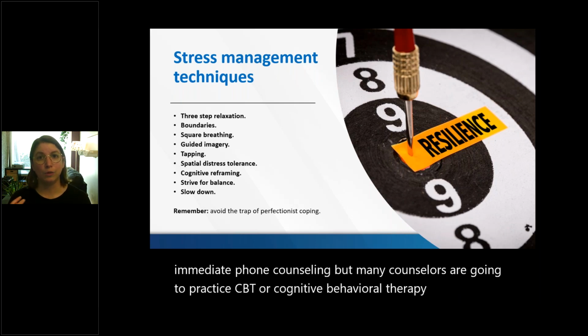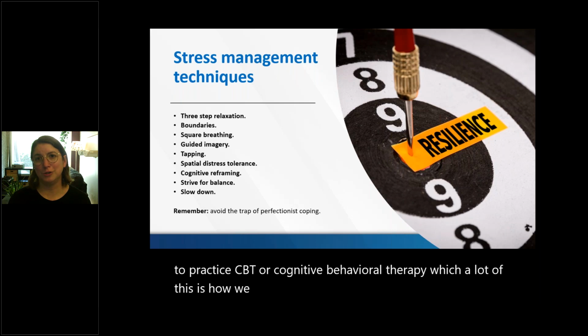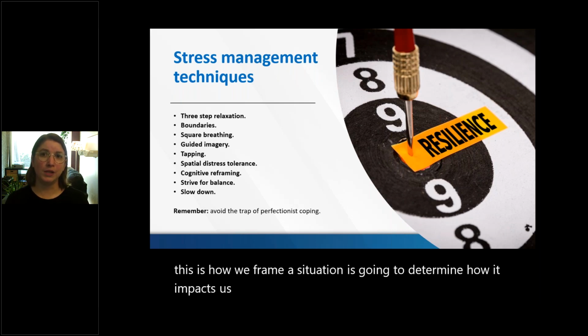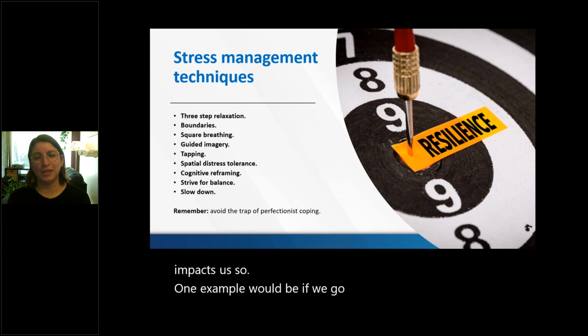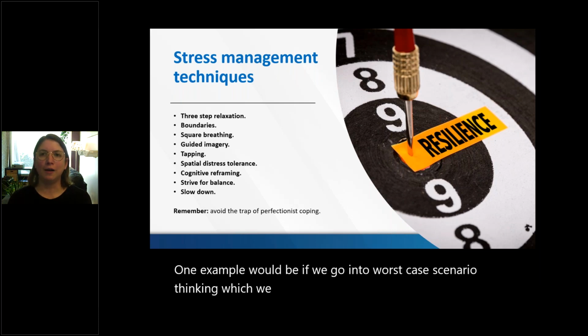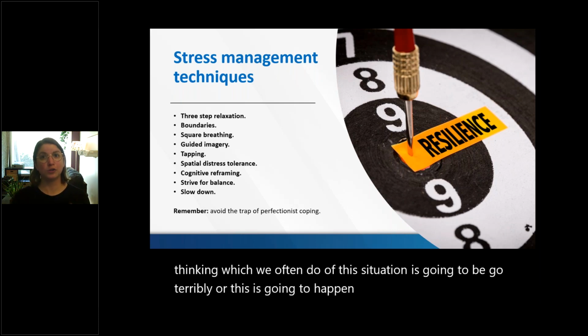A lot of this is how we frame a situation is going to determine how it impacts us. So one example would be if we go into worst case scenario thinking, which we often do, of, this situation is going to go terribly, or this is going to happen. It's kind of called future tripping.